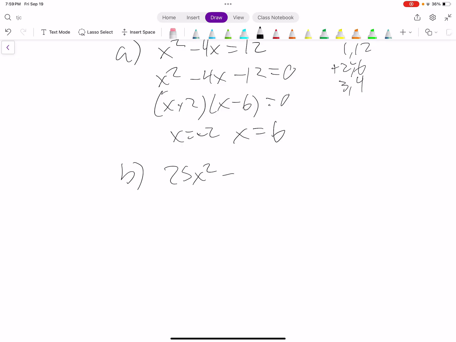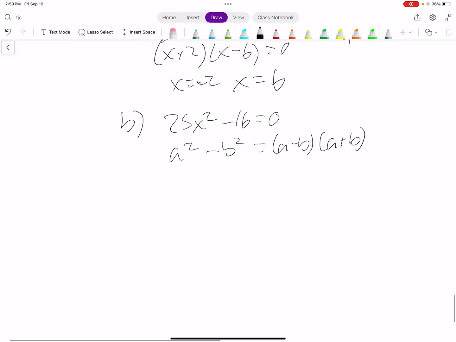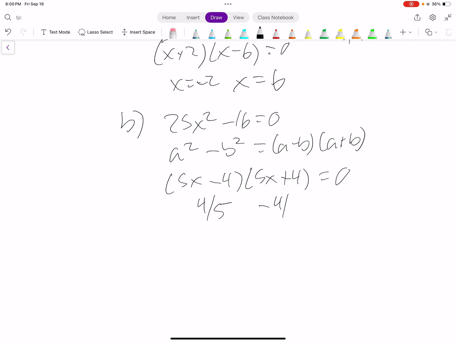25x squared minus 16 equals 0. This is a squared minus b squared equals (a minus b)(a plus b). Okay, it's a formula. So this will then factor into (5x minus 4)(5x plus 4) equals 0, which then will give us 4/5 from this one and negative 4/5 from that one.